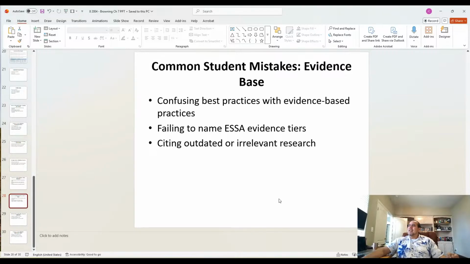Okay, evidence-based mistakes: confusing best practices with evidence-based practices, failing to name evidence tiers, and then citing outdated or irrelevant research. What is outdated or irrelevant research? Generally, it's like in the fridge, right? You have bread. How long can you keep bread for, or eggs, right? Or tortillas, right? Generally, those things start growing mold after a while. There's what you call shelf life, right? And a lot of food that you buy in cans or bottles says expired by such and such date, like milk. You don't want to drink milk that's expired, right? It has a shelf life.